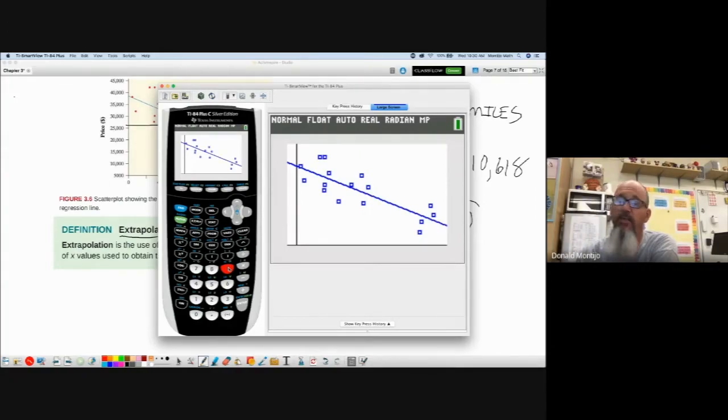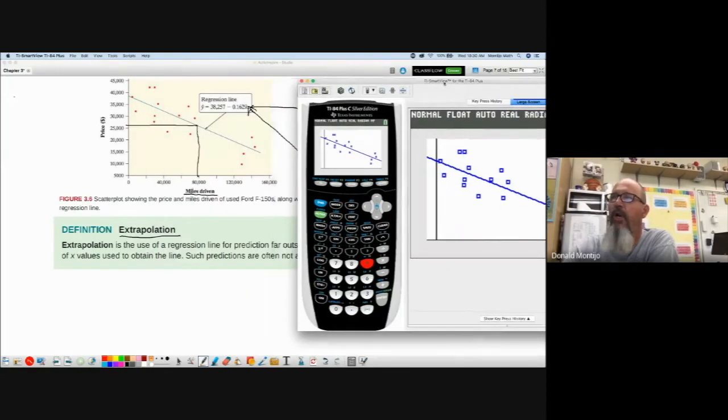Okay? And since we already did the work for y hat and we put it in y1, it also graphs the line. So the calculator just did all of this for us. And you can tell that these two graphs are the same. The calculator found the least squares regression line, or the line of best fit, which is just trying to minimize these vertical distances the points are from the line.